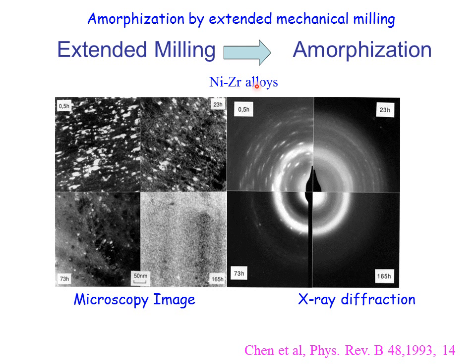Another phenomenon that can take place is amorphization. In some cases, here nickel zirconium alloys, after extended milling, here you have the times, half an hour, 25 hours, 73, 165, and the corresponding Laue diffractogram, and you see that here we have single crystallites, and afterwards we get something that looks like a structural S. This corresponds to the amorphization.